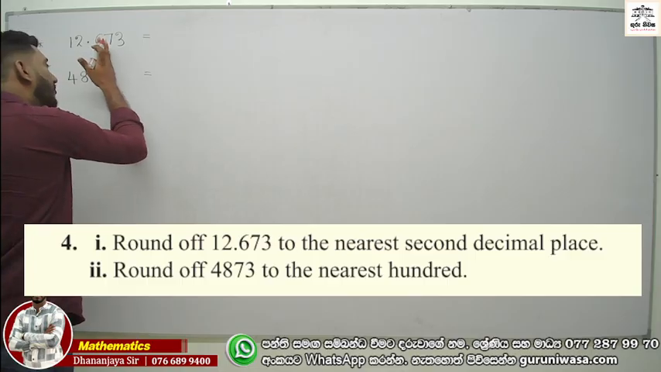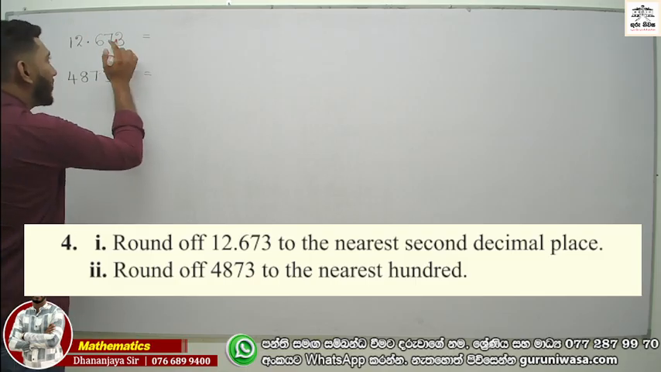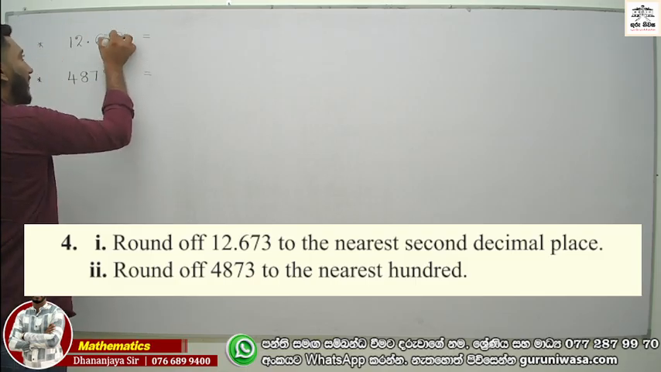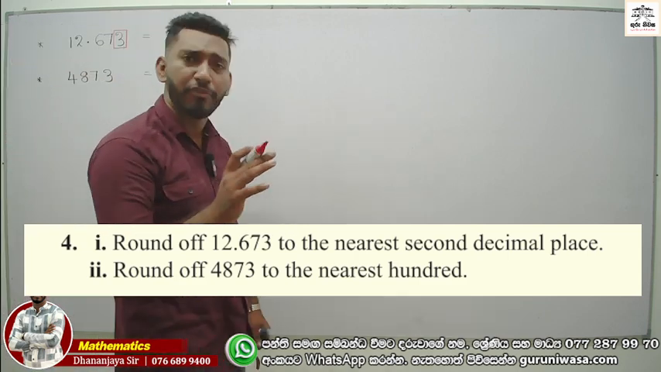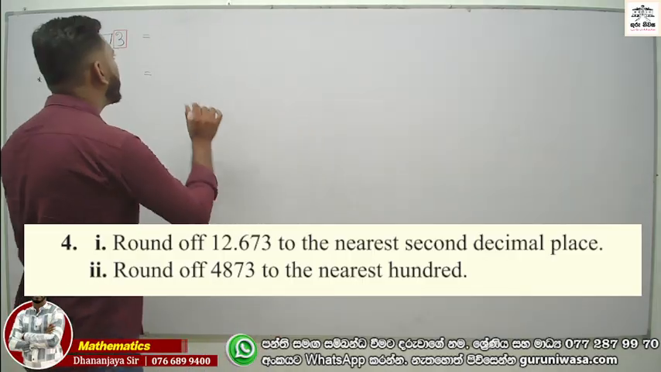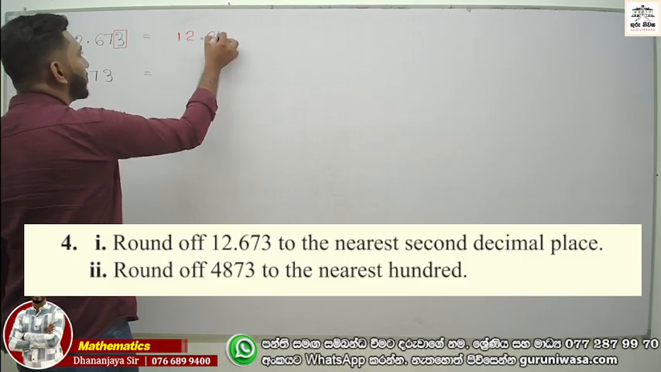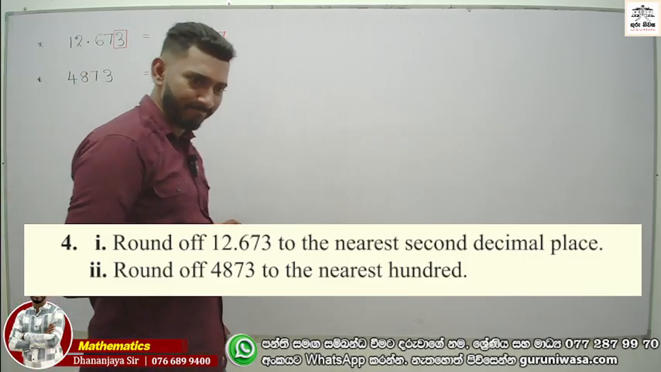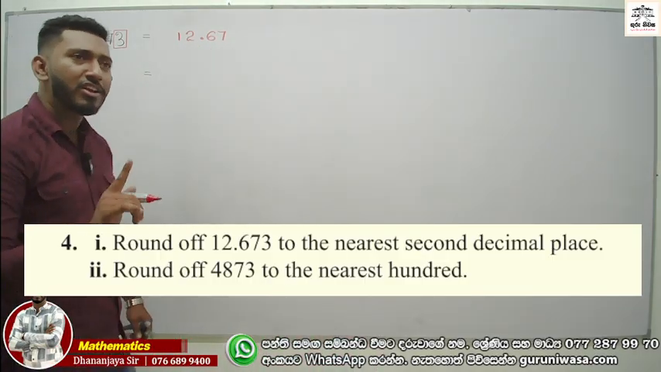Therefore, I'm going to compare the right hand side of it. The next digit is 3. Now 3 is less than 5. Therefore, no need to add 1. Then it's 12.67. Now round to the nearest 100.